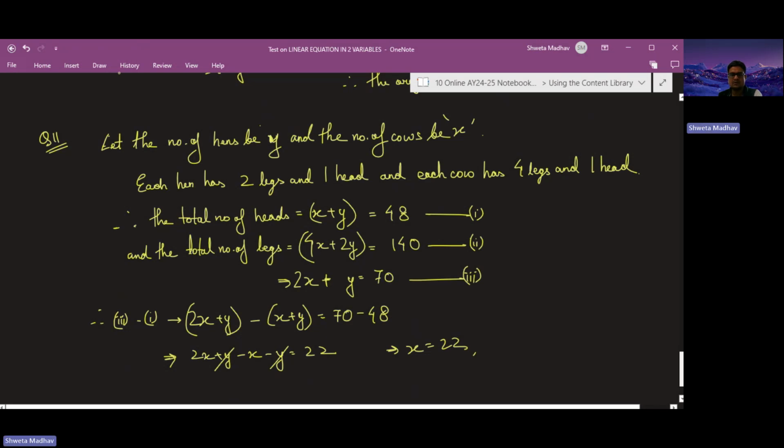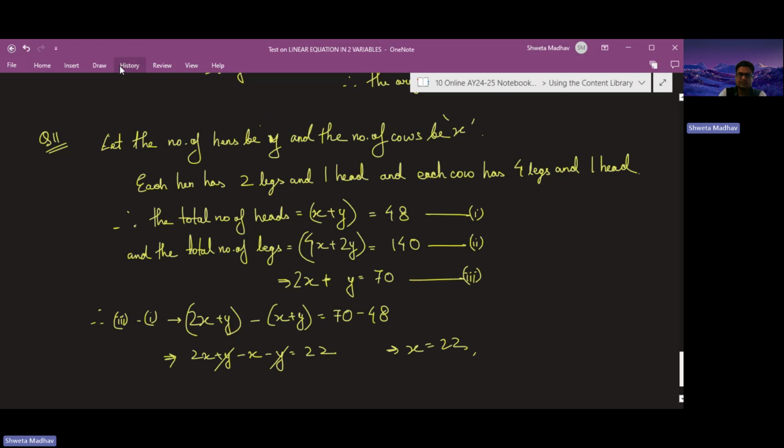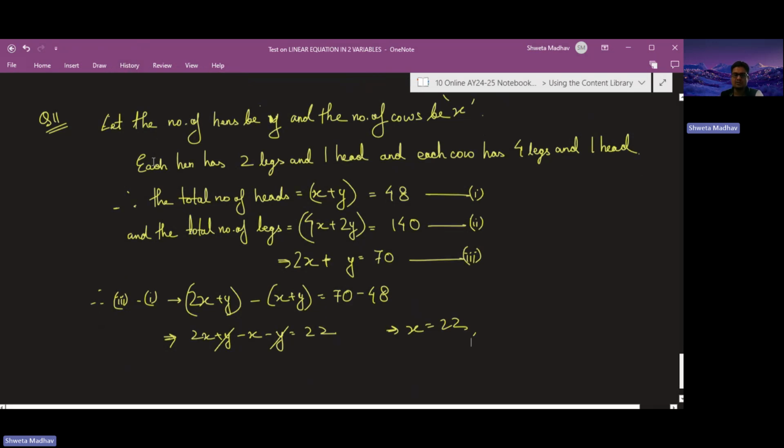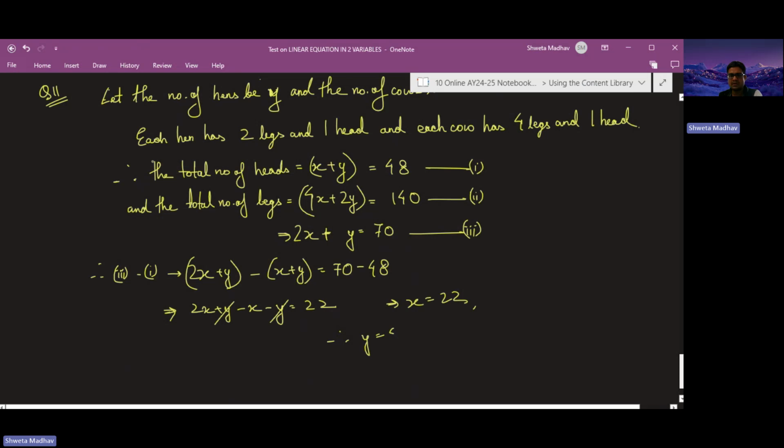Only the number of cows is being asked here. And if we want the number of hens, then y will be equal to 48 minus 22. So there will be 26 hens. So hence we can say that there are 26 hens and 22 cows, or simply we can write there are 22 cows, since only the number of cows has been asked. So this is the answer.